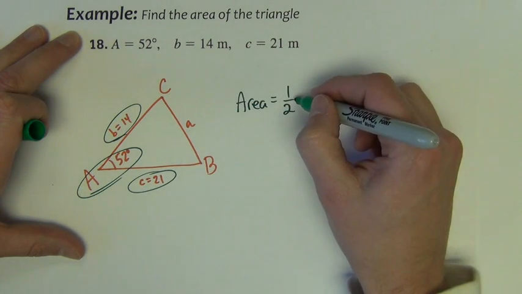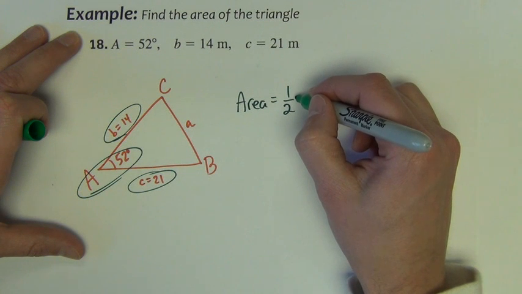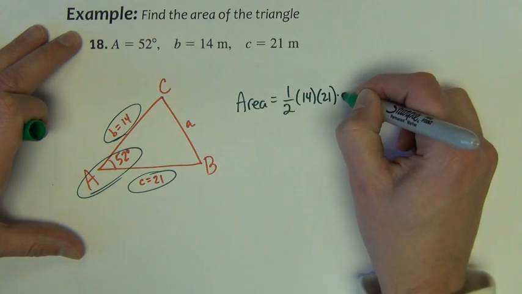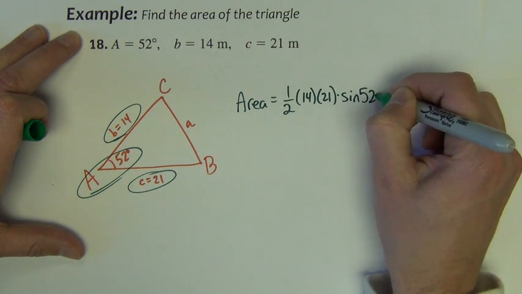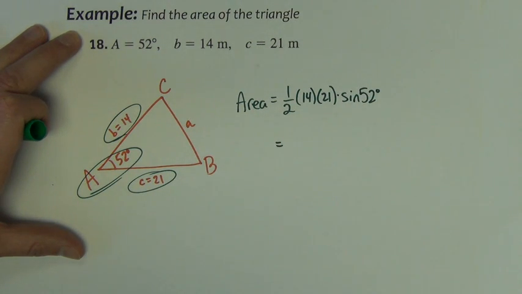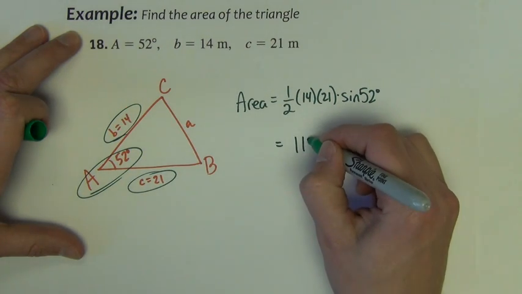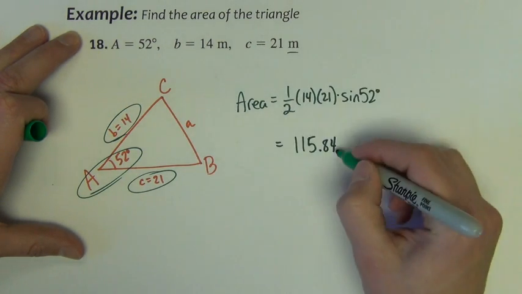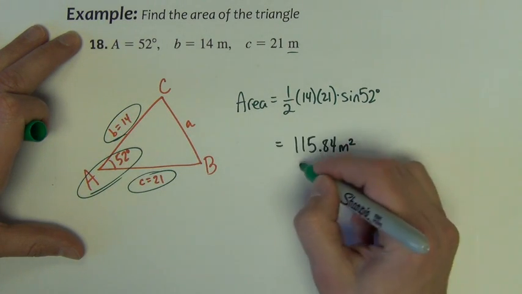It is 1/2 times the side times the side times the sine of the angle between them. So I'll calculate at work. The area of this triangle is 115.84 units, looks like meters squared.